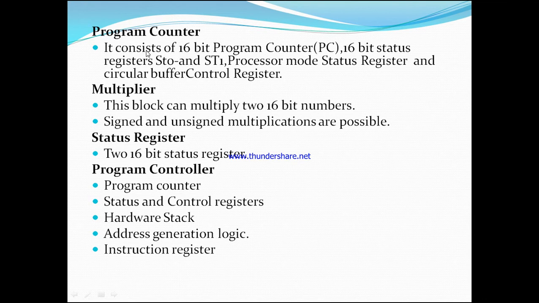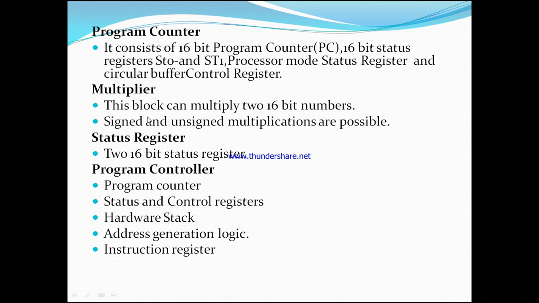Next one, program counter. The program controller contains a logic circuit that decodes the operational instructions, manages the CPU pipeline, stores the status of the CPU operations and decodes the conditional operations. It consists of the following elements: program counter, status and control registers, hardware stack, process mode status register and circular buffer control register.